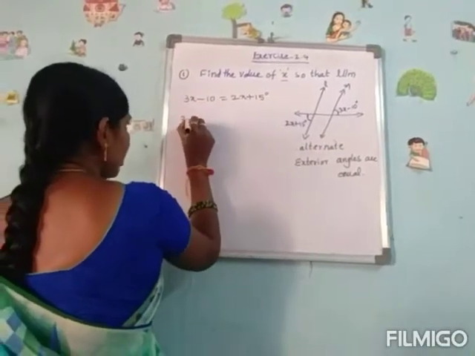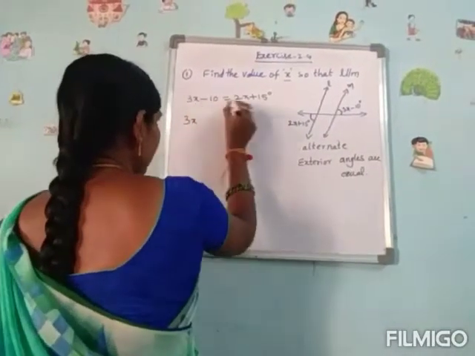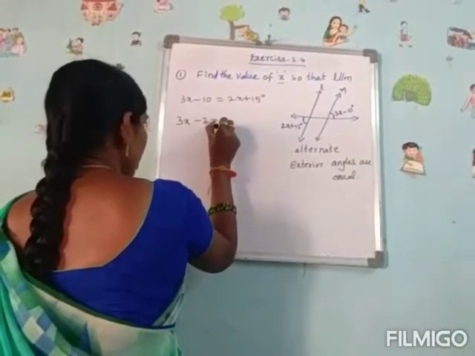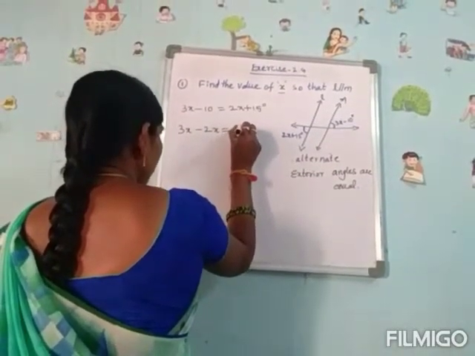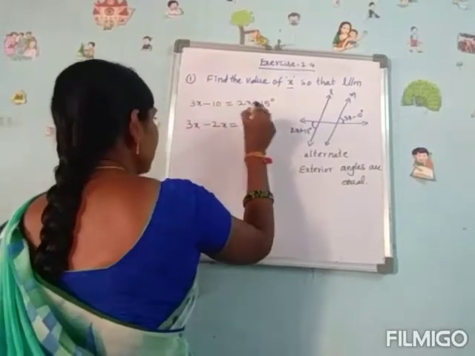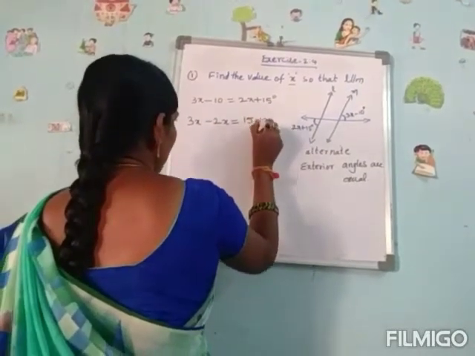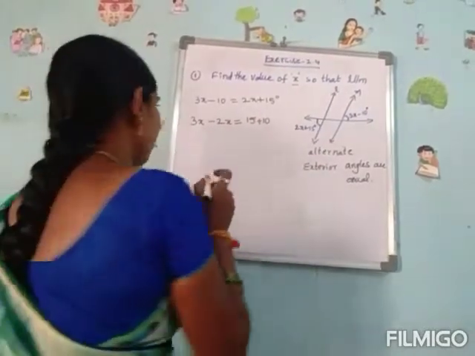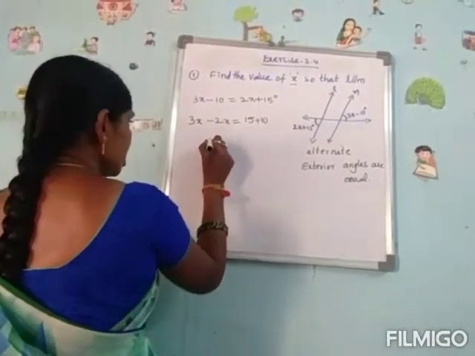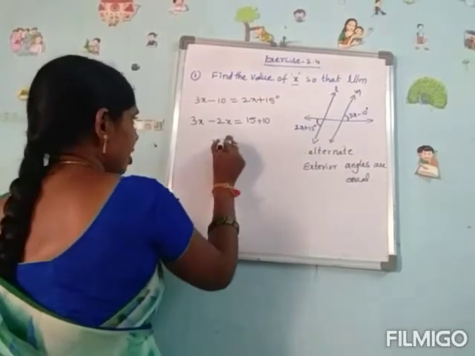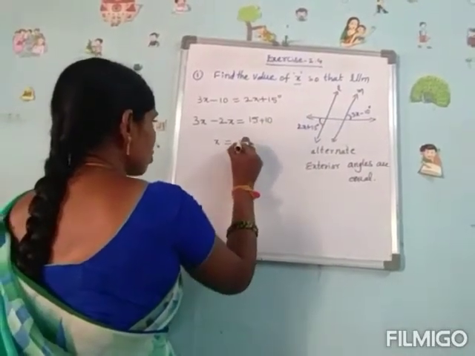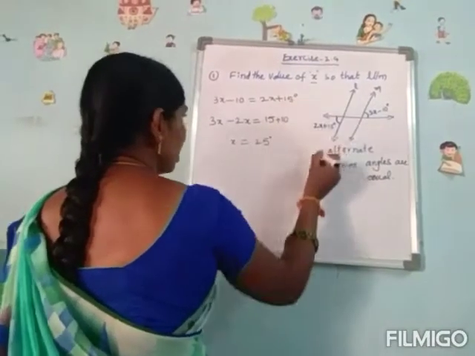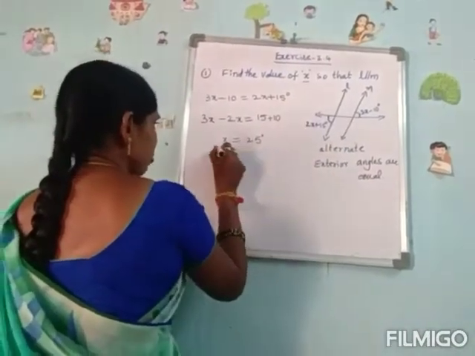Now take the variables to the left hand side: 3x, and by transposing, plus 2x becomes minus 2x, equals 15. Minus 10 becomes plus 10. I wrote constants on the right hand side and variables on the left hand side. 3x minus 2x is 1x equals 15 plus 10, which is 25. So finally we got the x value as 25.